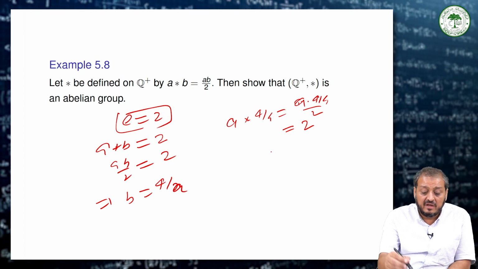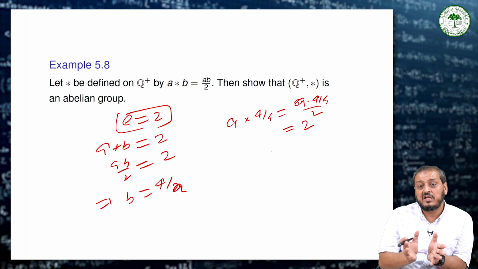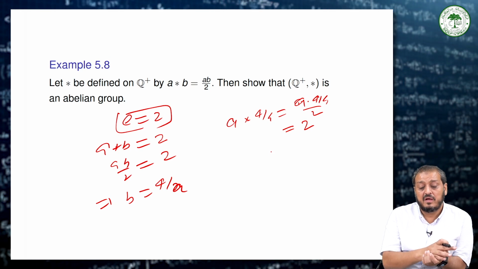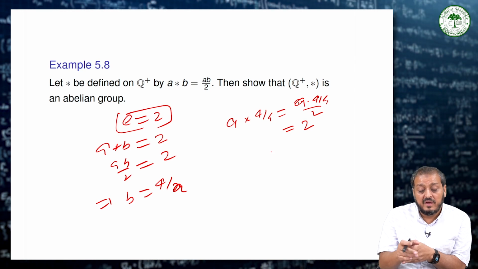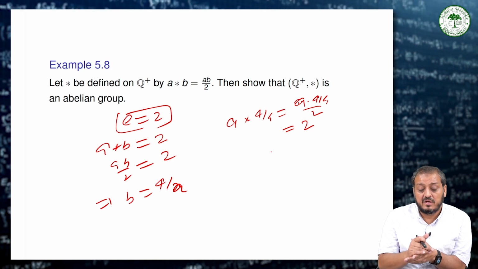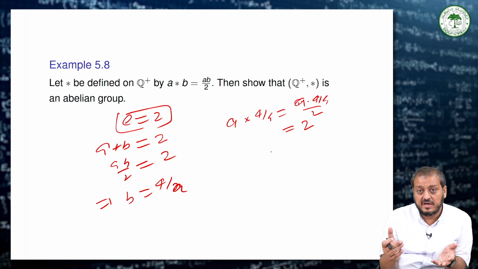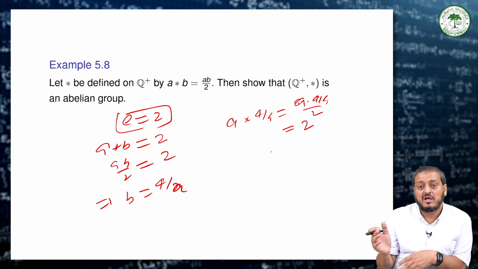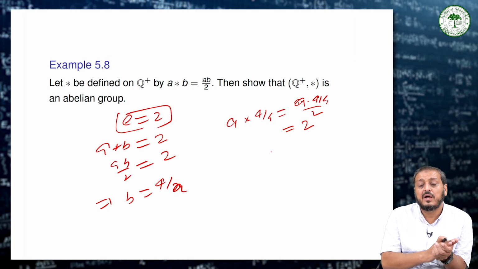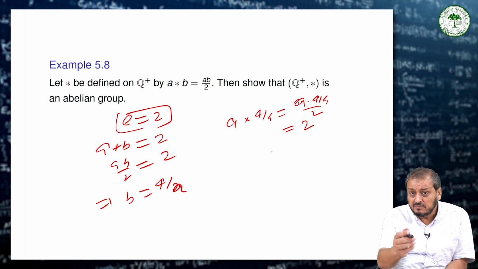So if A is an element of Q positive, then 4 by A is the inverse of A in this set. So we can say that every element has an inverse. This satisfies all the properties of a group.